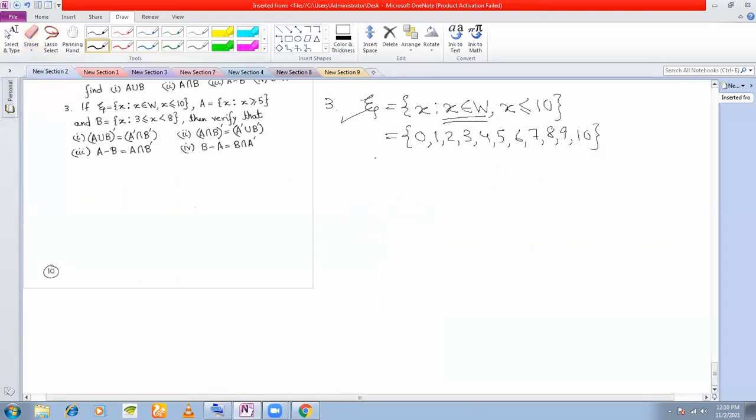The set A is given to you as x such that x greater than or equal to 5. Now in this they have not given x belongs to W, because the universal set you already know that x belongs to W. So obviously in the set A, x has to be a whole number. What are the whole numbers that are greater than or equal to 5? And so on till infinity.